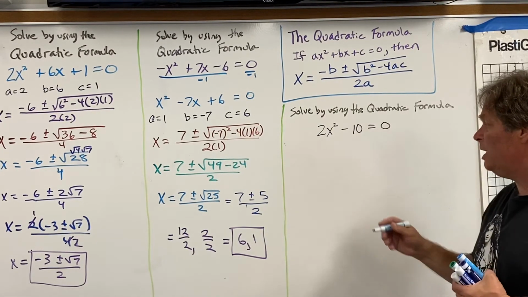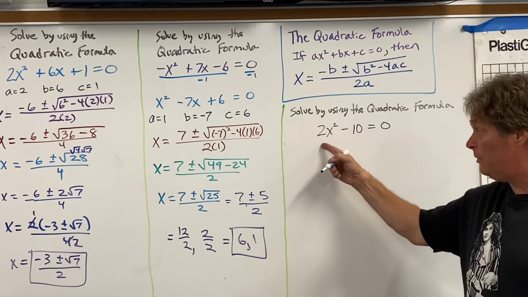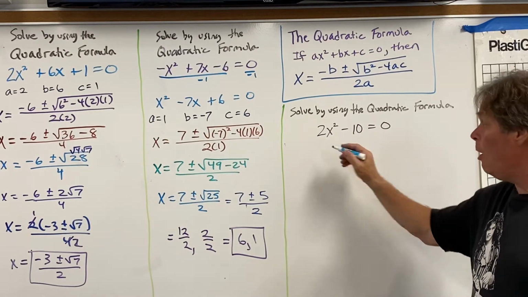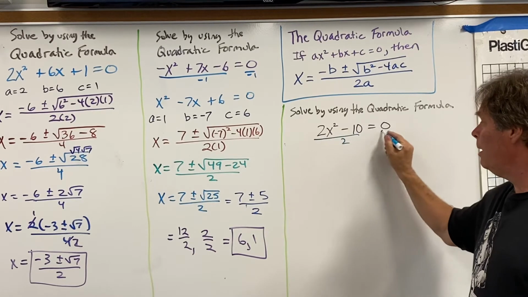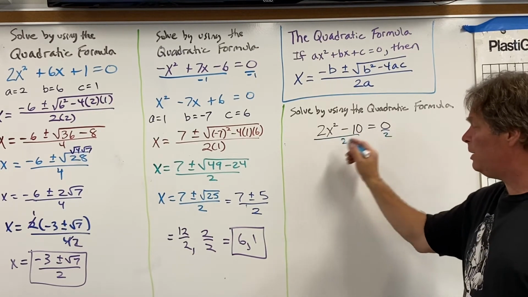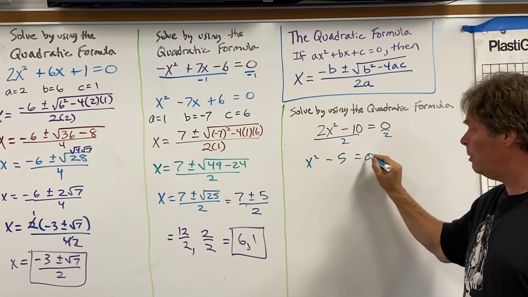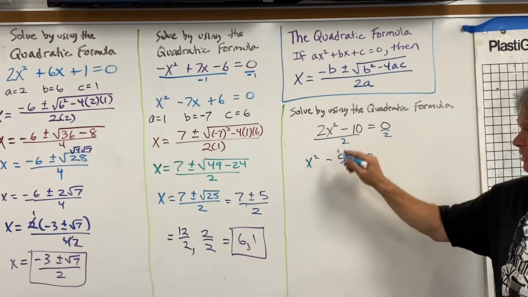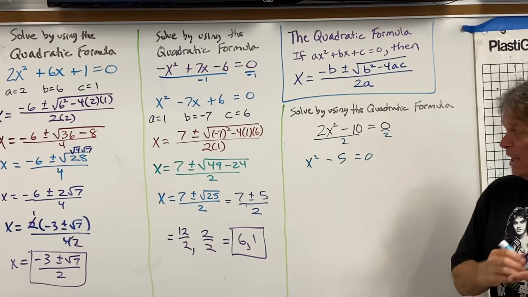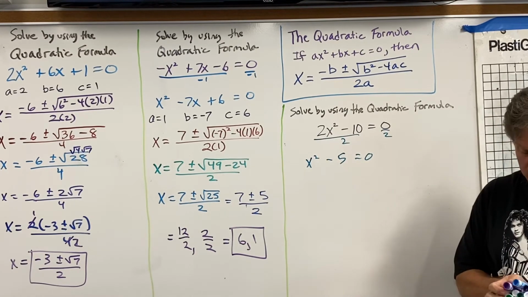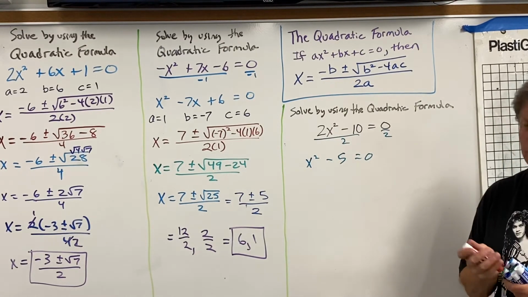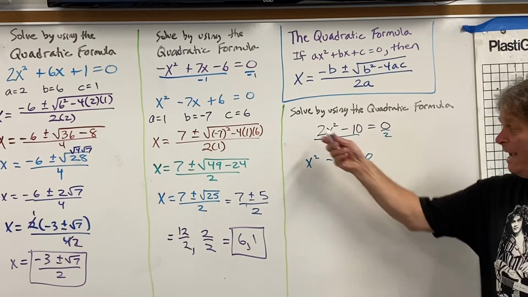I could either say A is 2, C is -10, or I could divide both sides of the equation by 2 and get x squared minus 5 equals 0. This equation is going to have the same set of answers. It's just going to take less simplifying, and I'm going to be dealing with smaller numbers. So why not do that?